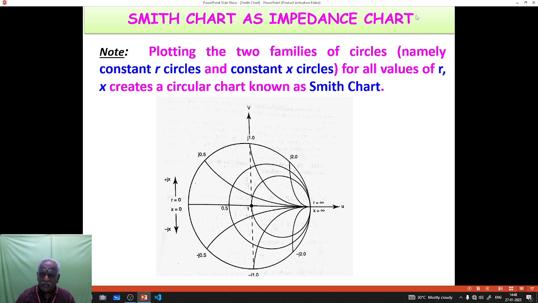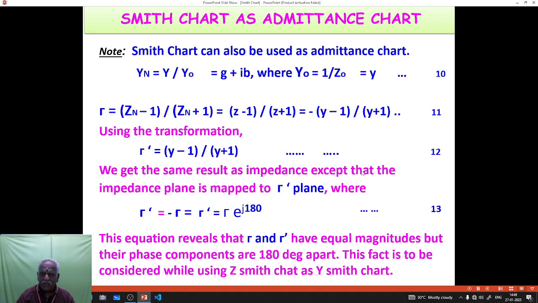Smith chart as impedance chart is shown here. Plotting the two families of circles, namely constant r circles and constant x circles, for all values of r and x, creates a circular chart known as a Smith chart. So we are superimposing the constant r circles in the reflection coefficient plane, and the constant x circles are also superimposed in the same chart. In a single chart we are getting both families of circles.